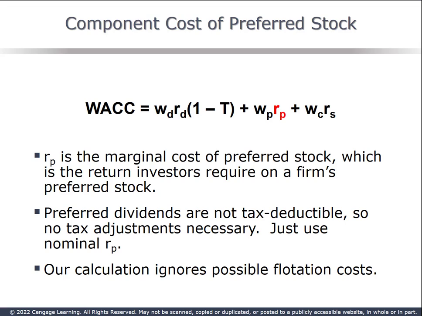Moving across the equation, our next component is the cost of preferred. Again, we need a marginal cost, the cost to Coleman if they issued preferred stock now. Preferred dividends are not tax deductible, so there's no tax adjustment, and again, we'll ignore flotation cost.